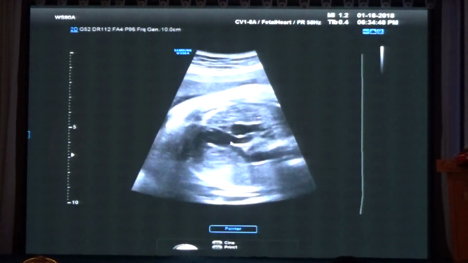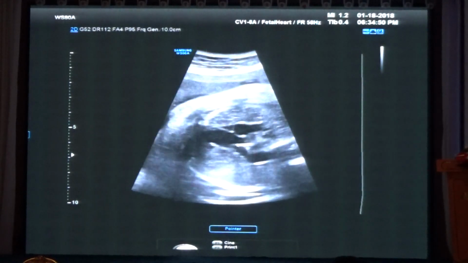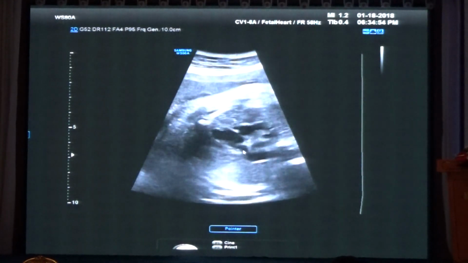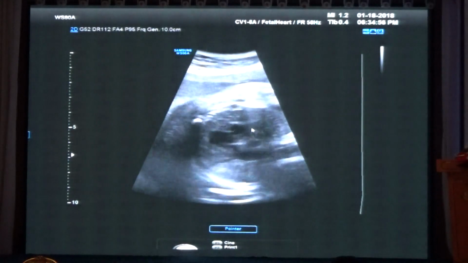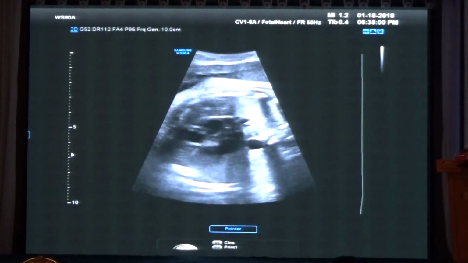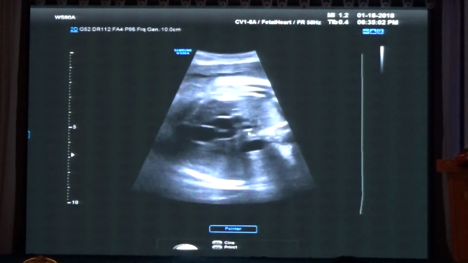So you have the right outflow tract. This is the main pulmonary, going to the right pulmonary. This is the left pulmonary. I'm sorry, this is the ductus. This is the aorta, superior cava. And on the back side of the superior cava, you see the azygos arch over here.